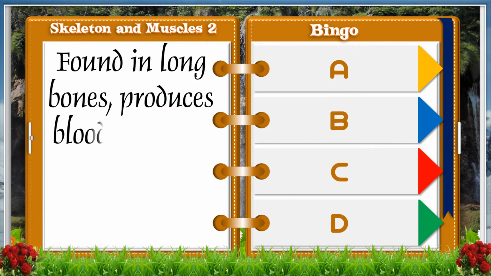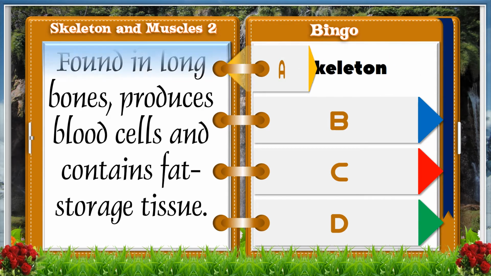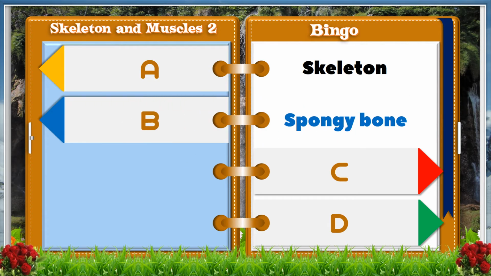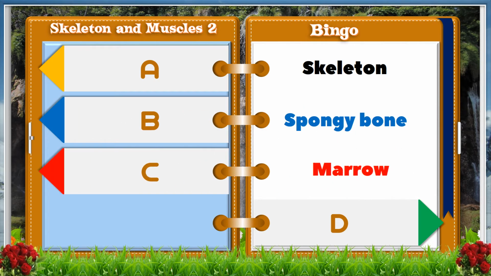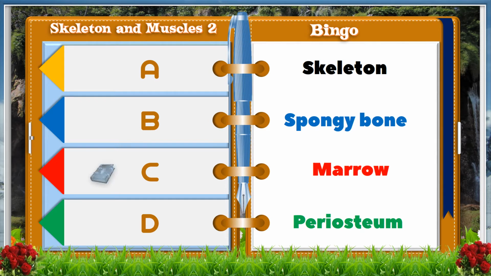Found in long bones, produces blood cells and contains fat storage tissue. A. Skeleton. B. Spongy bone. C. Marrow. D. Periosteum. And the answer is C, marrow.